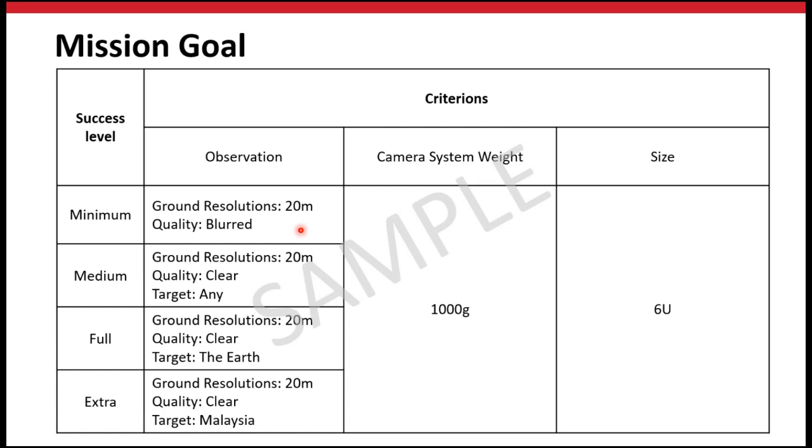But if it is clear, you can say it is a medium success level. And if you can produce a very clear imagery, targeting the Earth, it is considered the full success level. And if you can target a certain country, for example, Malaysia, we can consider that an extra success level. So again, the success level is defined by you, the developer.